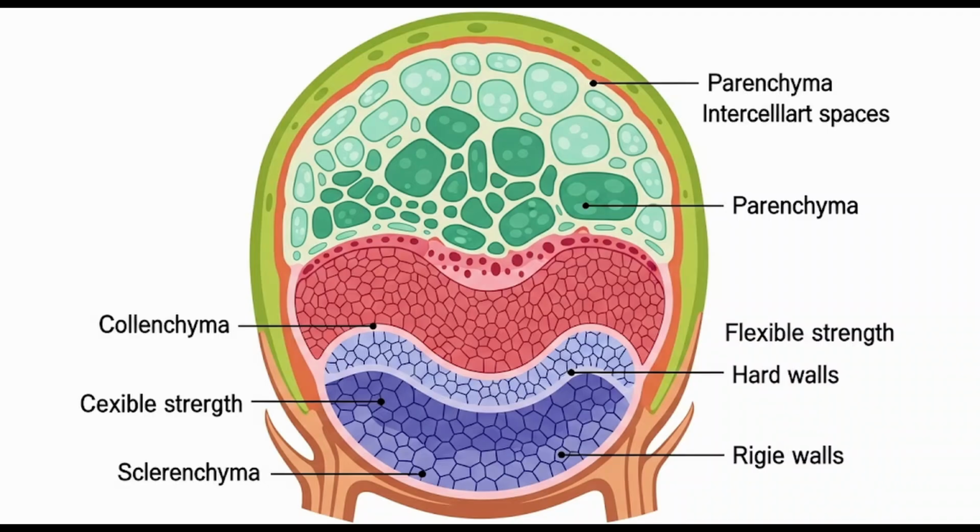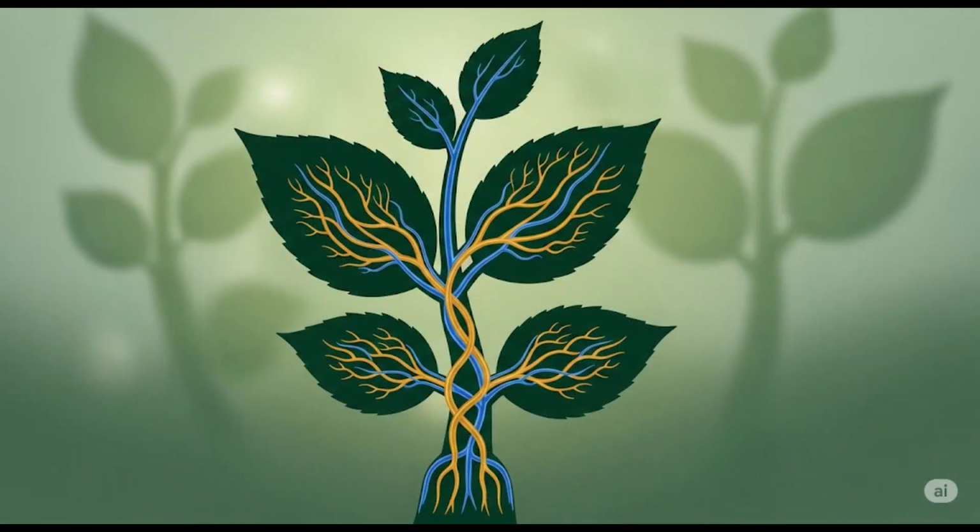Okay, what's the most common type? That would be parenchyma. These are probably the most abundant plant cells. They're relatively unspecialized living cells with thin cell walls. They often have noticeable intercellular spaces between them. And their main job? Primarily food storage. Think of the soft, fleshy parts of fruits or vegetables, potatoes, apples. That's largely parenchyma storing starch or sugars.